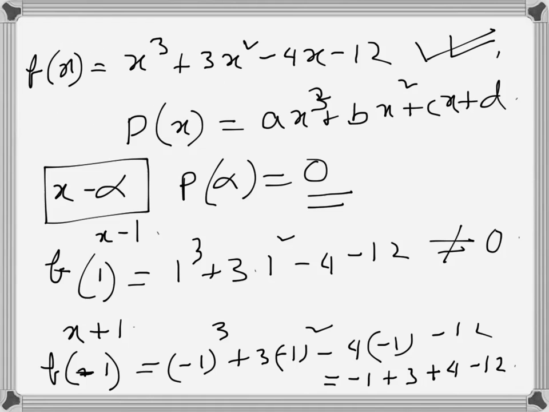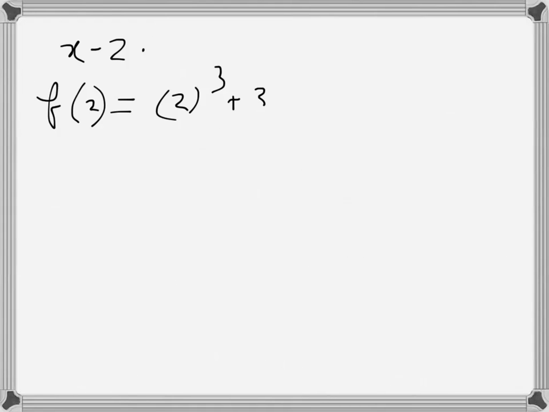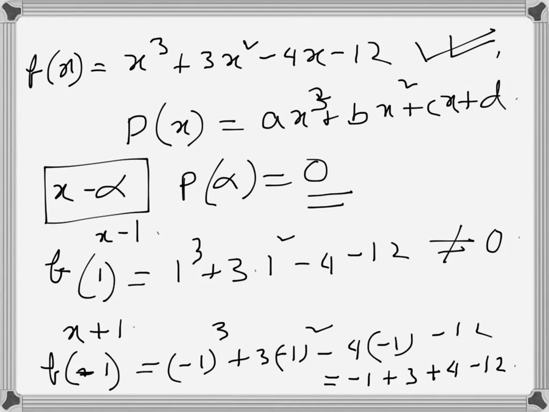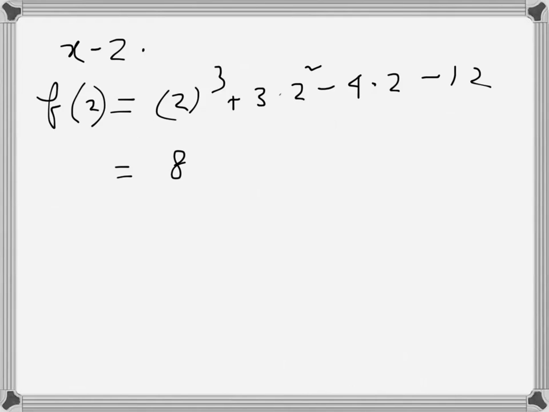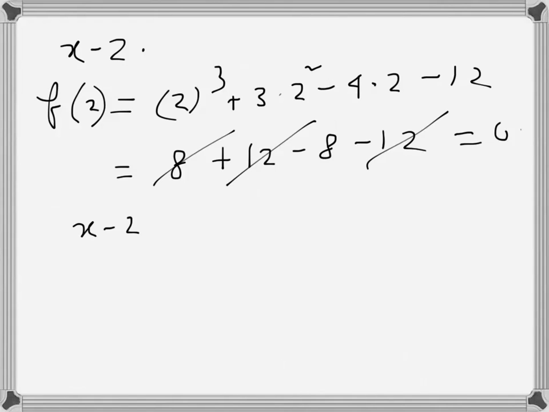Then we can see if x minus 2 is a factor. So f(2) we can check, and that is 2 cube plus 3 times 2 square minus 4 times 2 minus 12. So it becomes 8 plus 12 minus 8 minus 12. So we can see that it is 0. That means x minus 2 is a factor.